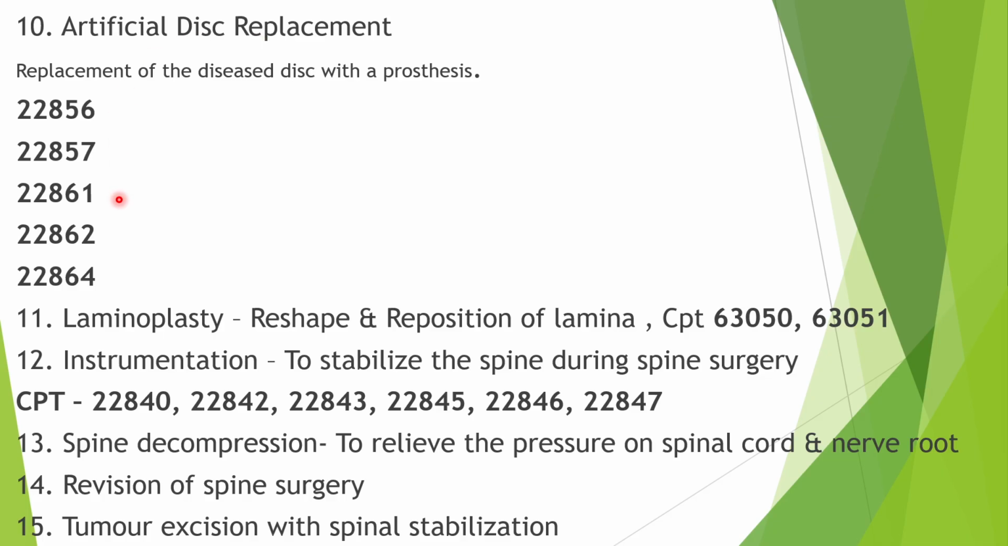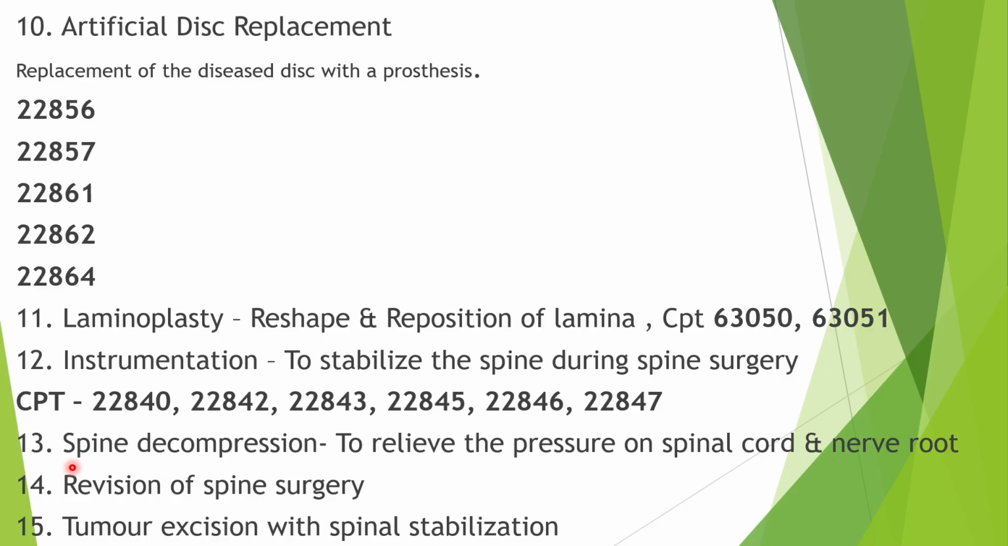And coming to next, that is laminoplasty. So this laminoplasty is 63050. Laminoplasty is to enlarge the spinal canal while preserving the lamina to relieve the spinal cord compression. Okay. Instrumentation is using screws, rods, hooks or cages to stabilize the spine after surgery. It is done after a spinal fusion, spinal fracture, spinal deformity, or tumors or instability.